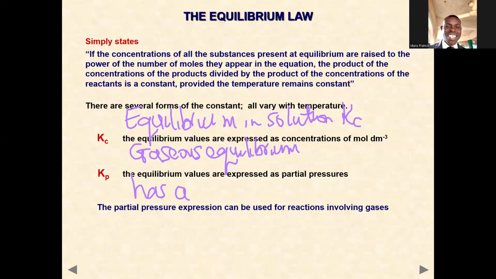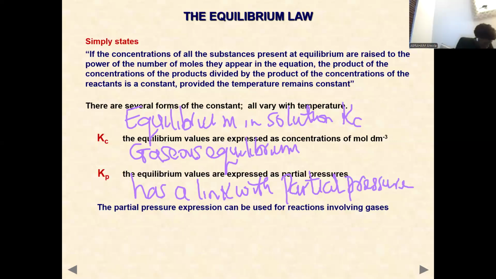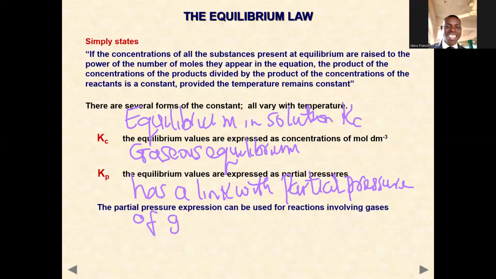Gaseous equilibrium has a link with partial pressure, the partial pressure of gases. And therefore, the equilibrium constant from there is called Kp. The P there is partial pressure, while the C in Kc is concentration. That C is concentration at equilibrium.